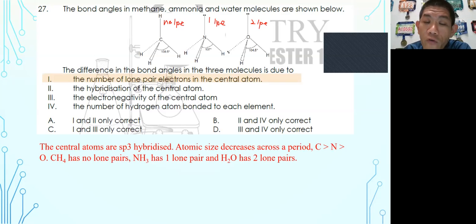Hybridization of the central atom. So for information, all of these are sp3 hybridized. So hybridizations are the same in this case. So number 2 is not the reason. Number 3, electronegativity of the central atom. As I explained earlier, electronegativity has nothing to do with the bonding shape and angle. So number 3 is not going to work. And number 4, the number of hydrogen atoms, which might also influence it because when you have a lesser number of hydrogen atoms, you might expect it to have more lone pair electrons. So the best answer here would be 1, 3.